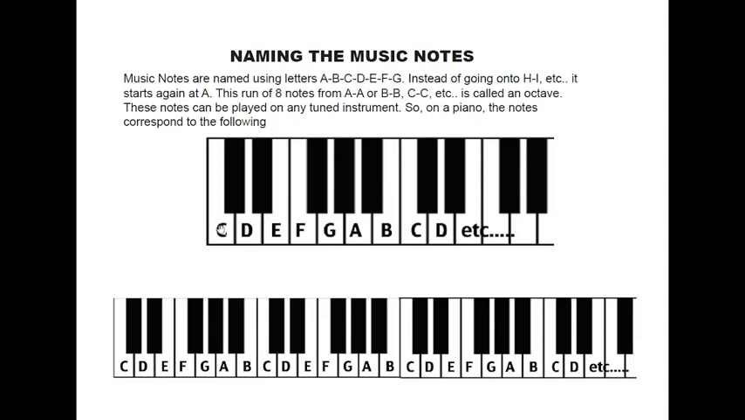Before the 2 black notes, we start with C. You continue, becomes D, then E, F, G. But we said when we reach G, we start again at A. So from G, we go to A, B, and then C again. The pattern continues. When you look at this longer keyboard, you can see C, D, E, F, G, A, B, C again, D, E, F, G, A, B, C again, like that, and the pattern continues.